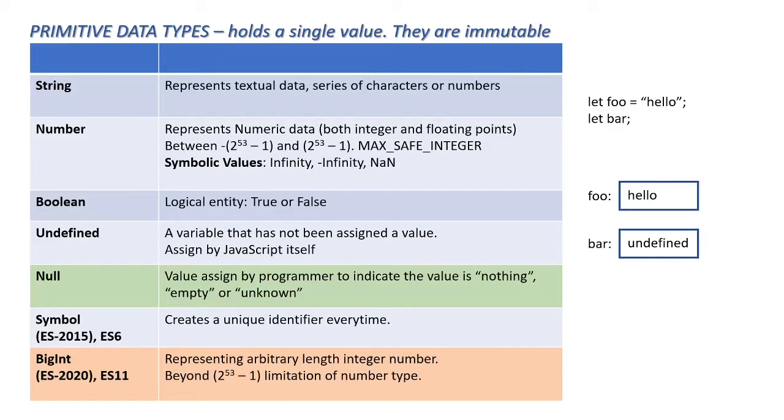The second one is the number data type. Number data types are those which represent numeric data, which may be both integers and floating points, but there is a maximum range of number. There is a maximum safe integer, and the maximum value is 2 power 53 minus 1. So if we are using such a value, that is safe to make any kind of calculation. Any value which is beyond this is unsafe and may result in inaccurate output.